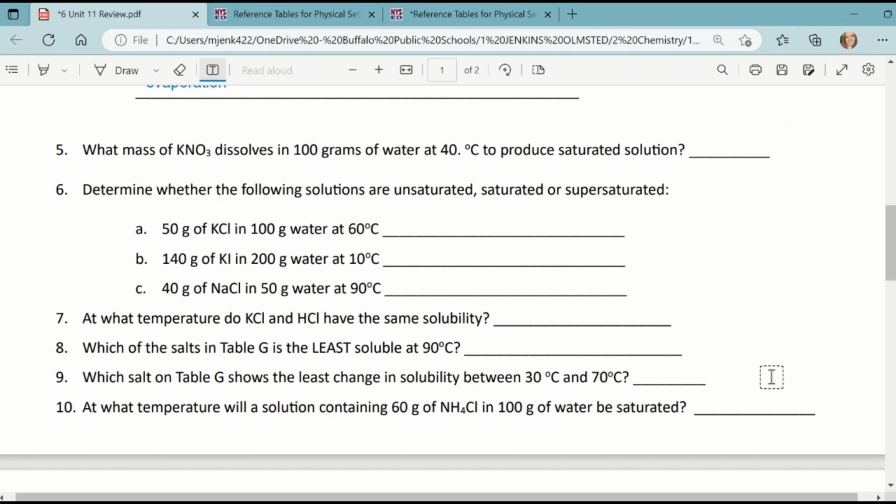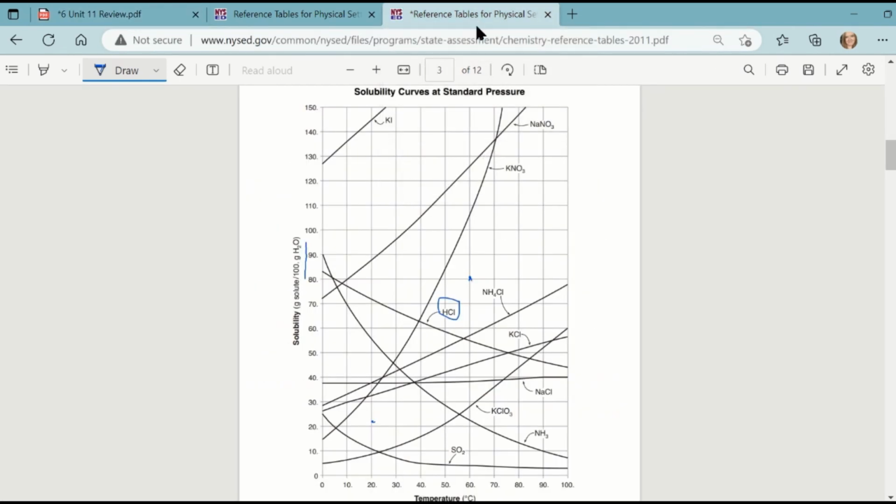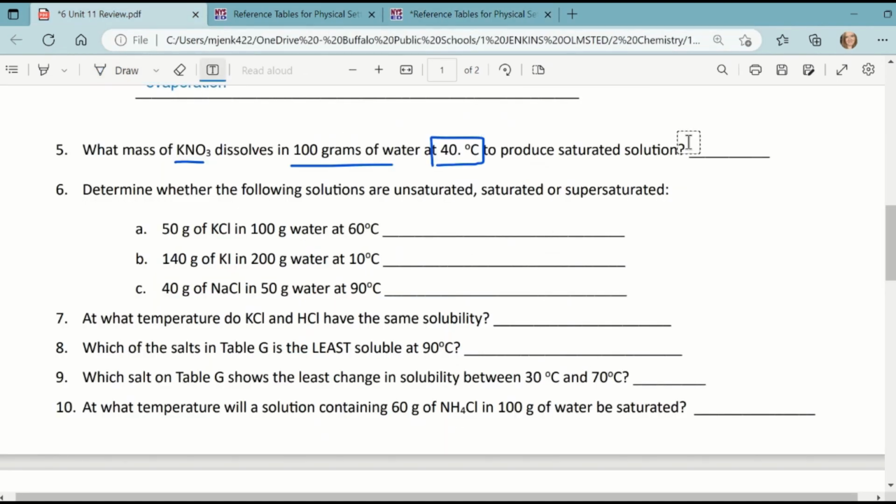What mass of KNO3 dissolves in 100 grams of water at 40 degrees Celsius to produce a saturated solution? Okay, so I have 100 grams of water. Here's my temperature. Here's my substance. I need to know the mass. So I have 40 degrees Celsius. My substance is KNO3. So I'm going to go up from 40 until I hit KNO3's line, right? So right here. And then I'm going to go across and read that in grams. So like 64 grams about.